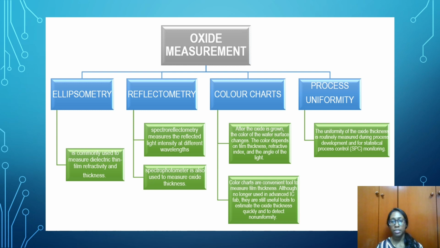Then the process uniformity. The uniformity of the oxide thickness is routinely measured during process development and for statistical process control monitoring, SPC. So I hope the information that I've shared is sufficient.